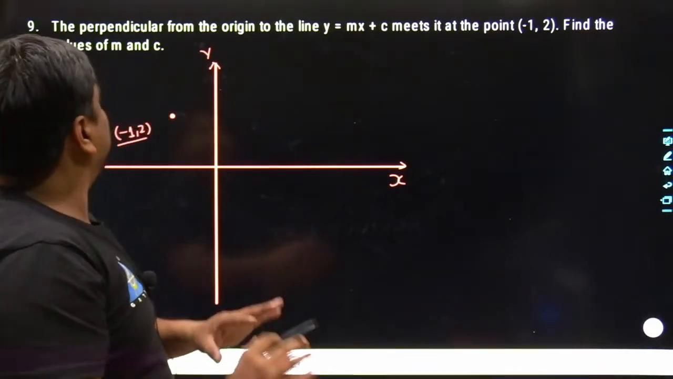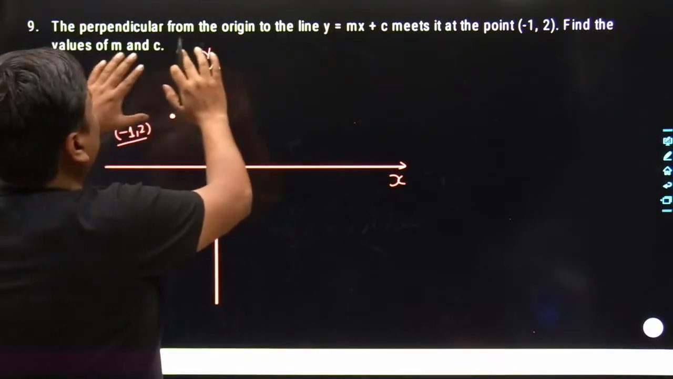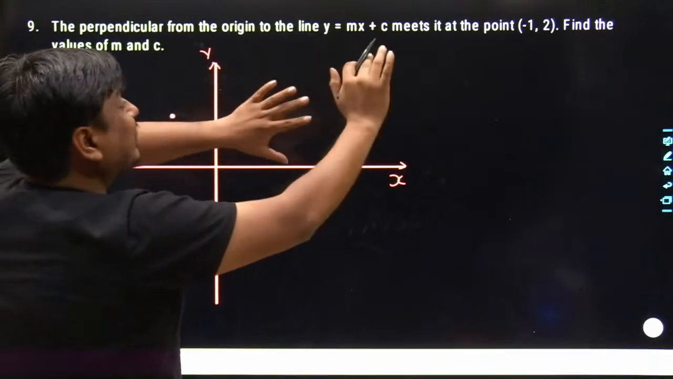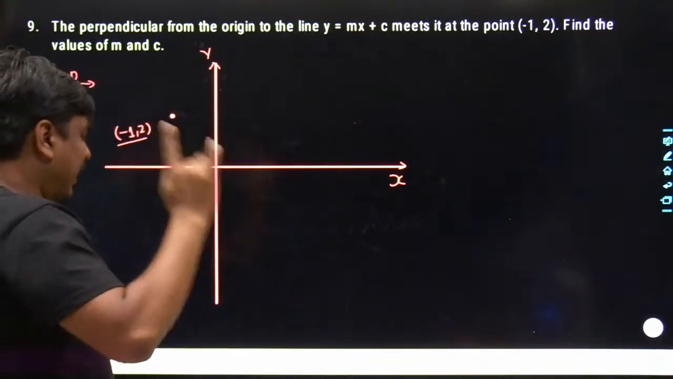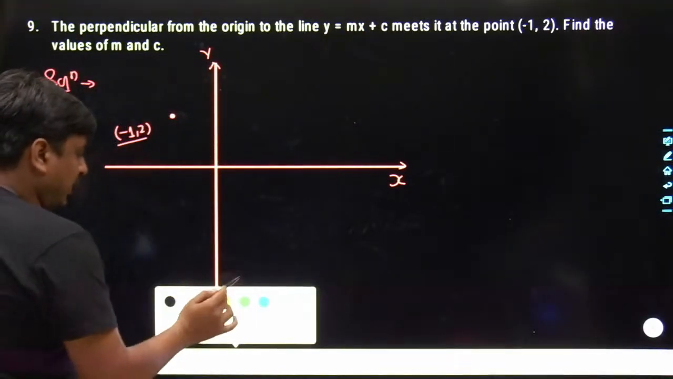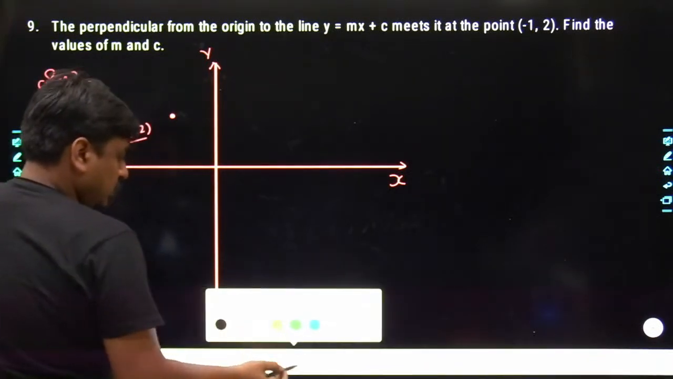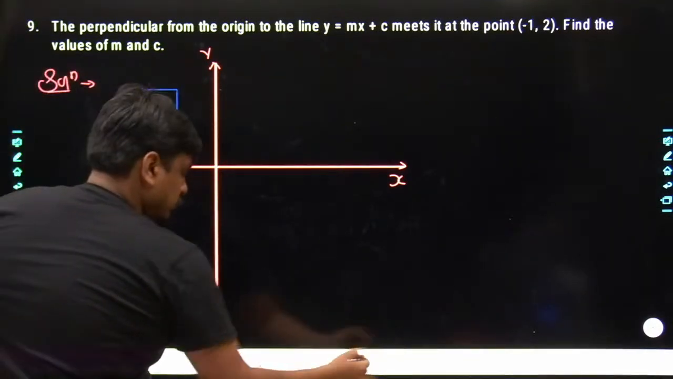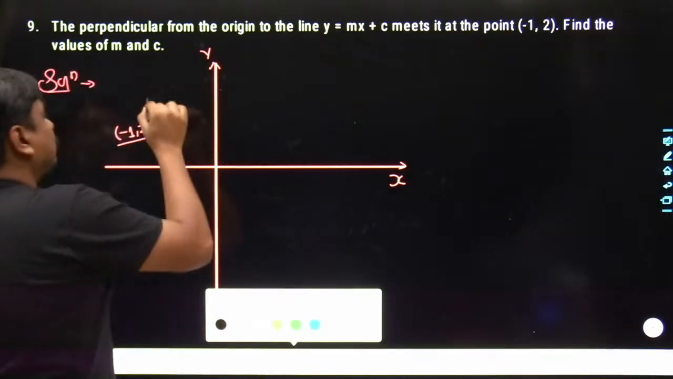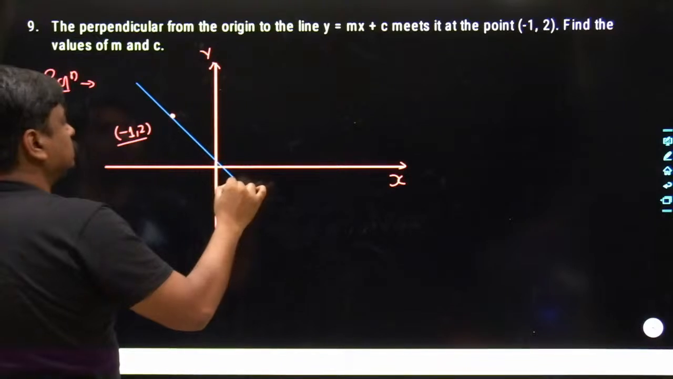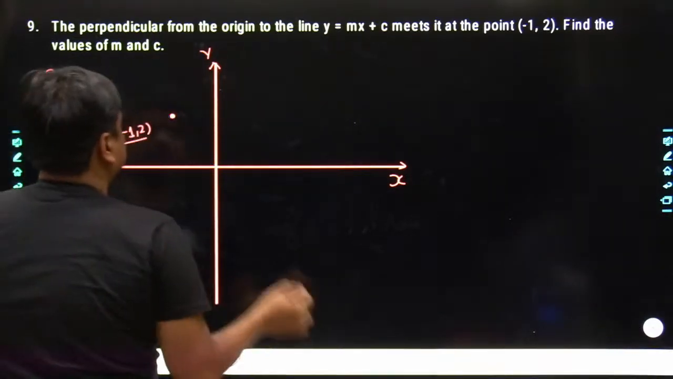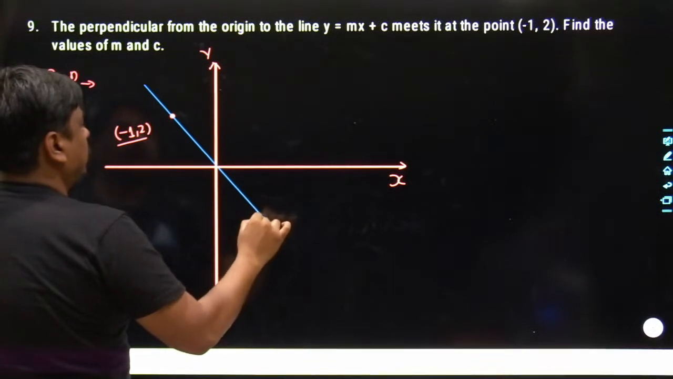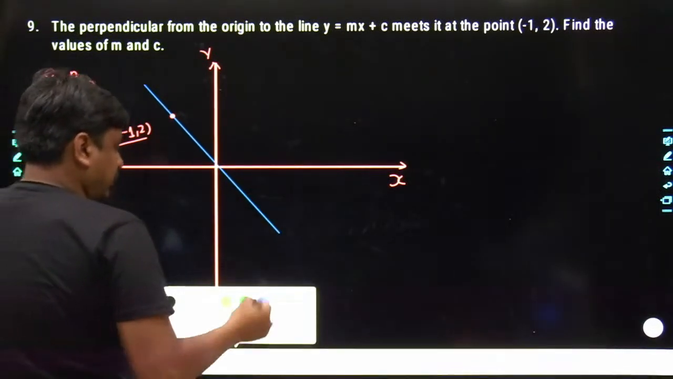And what has been said over here: the perpendicular from the origin to the line y = mx + c meets it at (-1, 2). That means you have another straight line which passes through (-1, 2) as well as the origin. Just a minute. Yes. This has been the first straight line.